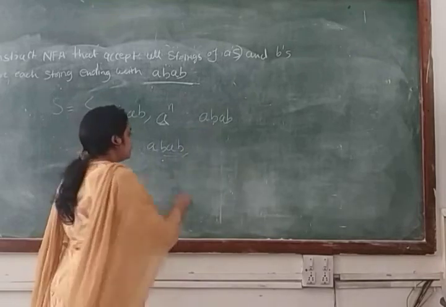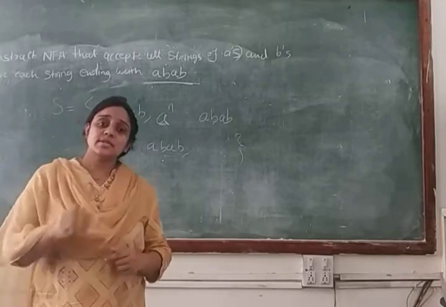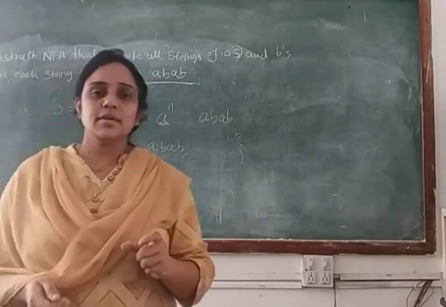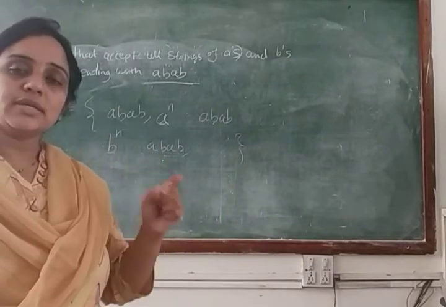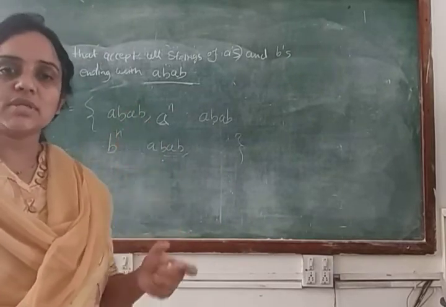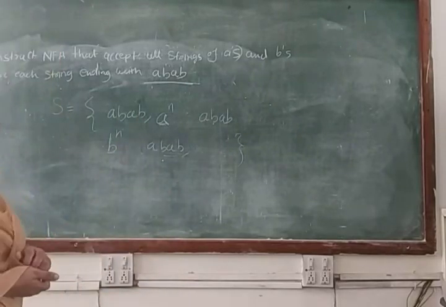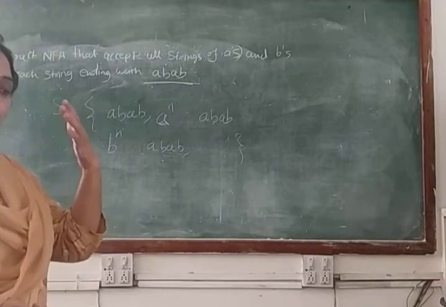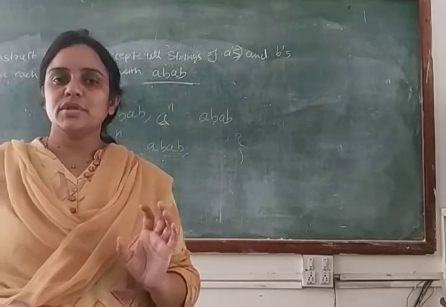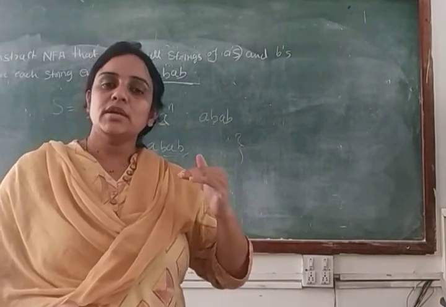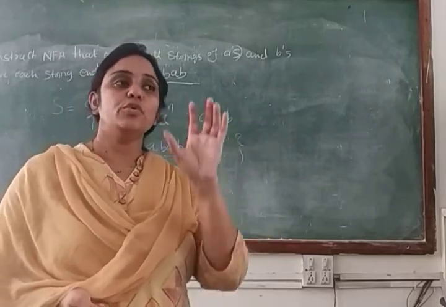Clear? You can get this type of string also. The minimum length is ABAB, but before ABAB you can get any combination of A and B. Your string can start with A, and it can also start with B. Likewise you will make strings for the machine. Strings are important, because whenever you make a string you get an idea whether there is some pattern in your string or not. If you find a pattern in your string, then you will make the loop, or it will be easy for you to make a loop.